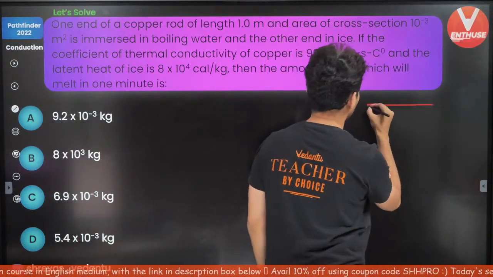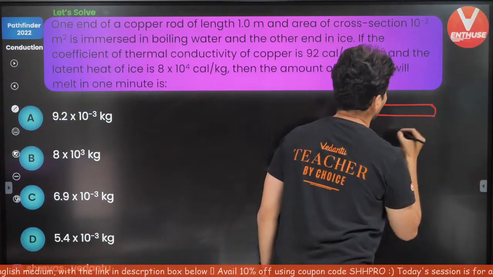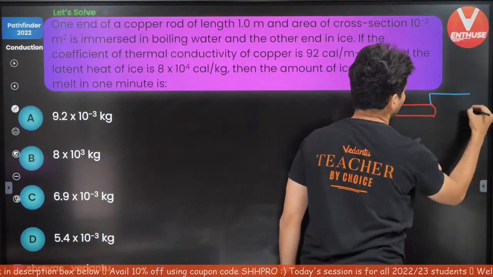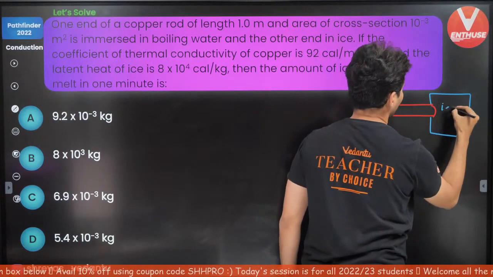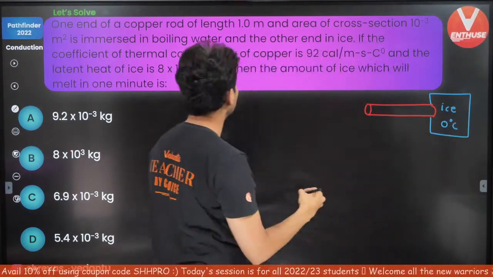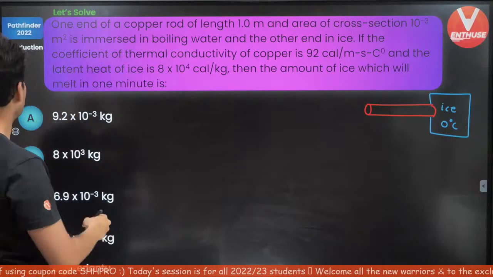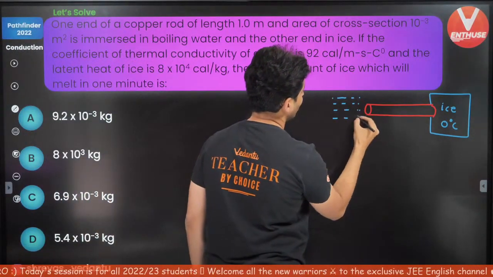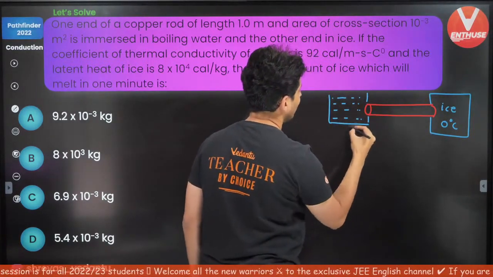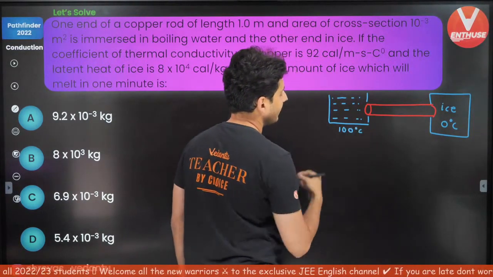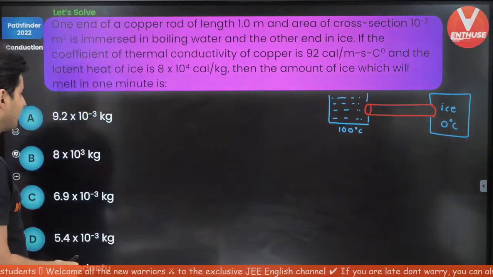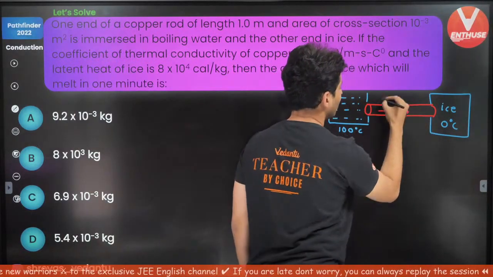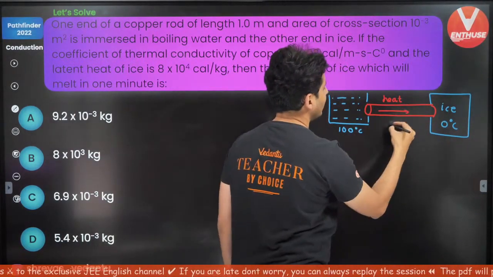So this is our rod. Fair enough. One side you have ice, so this side is basically your ice, and this is at 0 degrees Celsius, and the other side is immersed in boiling water. So this side you have boiling water. If you have boiling water, that means the temperature is 100 degree centigrade. Obviously heat is going to go from the right side to the left side, the heat is going to flow this way, and the length is 1 meter.